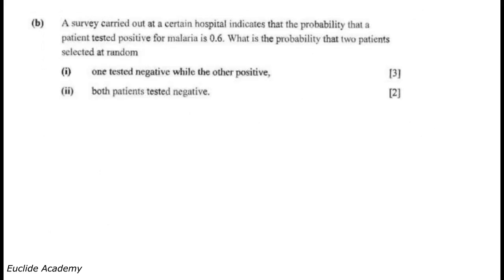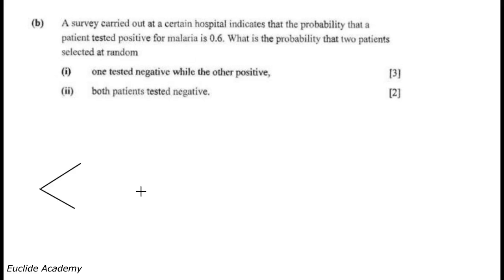So rather, it is question 2b and not question 3, and we're going to look at 2b. Question 2b says a survey carried out at a certain hospital indicates that the probability that a patient tested positive for malaria is 0.6. What is the probability that 2 patients selected at random, one tested negative while the other tested positive? Both patients tested negative.